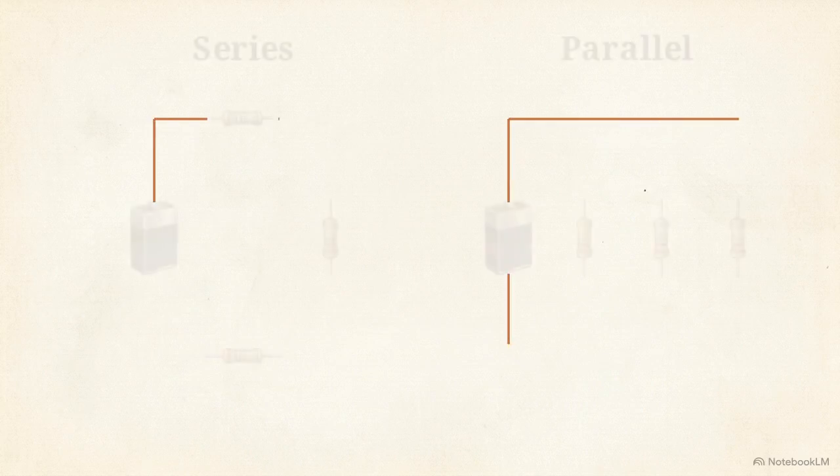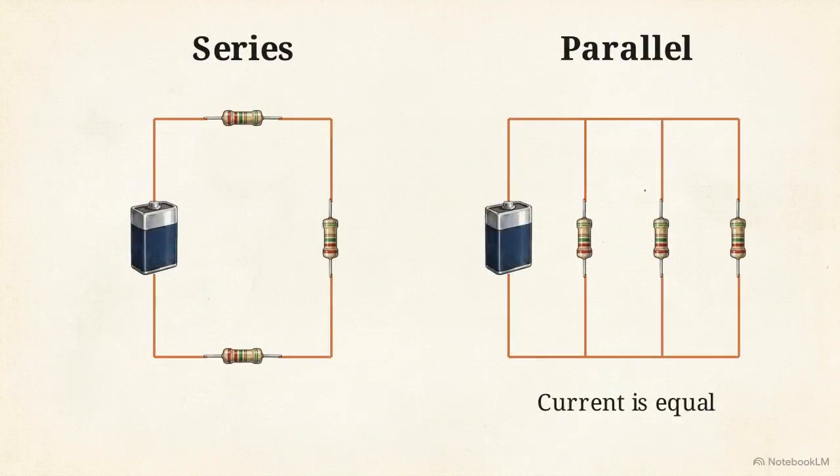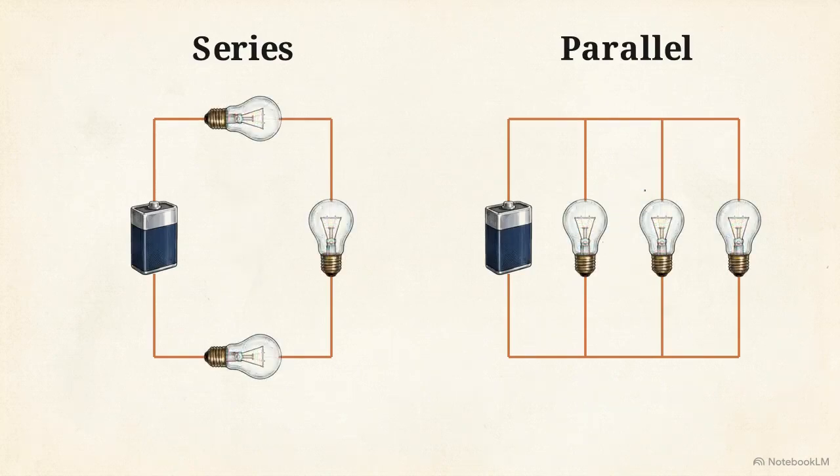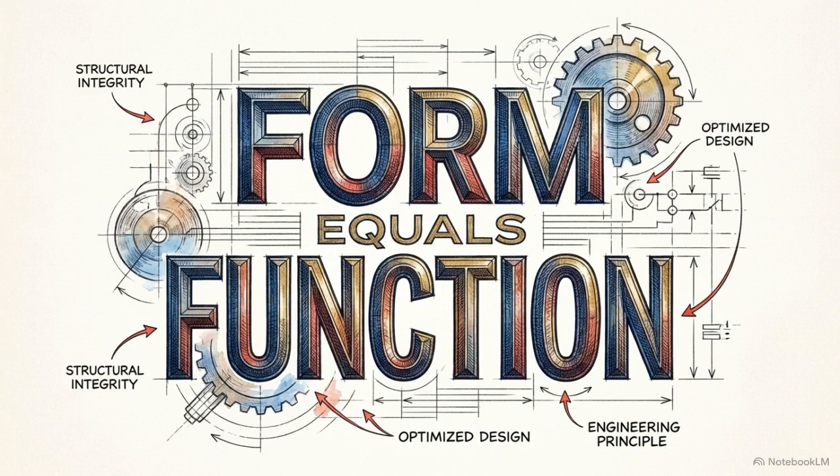Let's compare them to dismantle stubborn errors. First, current is not equal everywhere in parallel. It fractures across branches. Second, parallel voltage never divides. Every branch receives the full supply. Third, parallel branches reduce total resistance. Finally, parallel networks survive single component failures, unlike series loops. Geometry overrides intuition. Structural arrangement dictates electrical behavior.